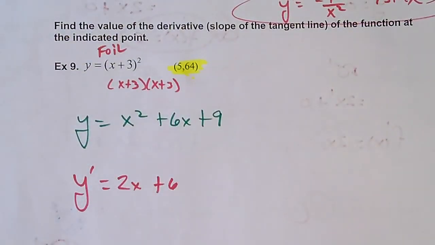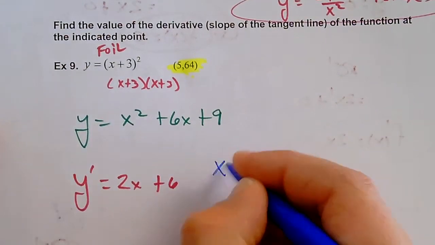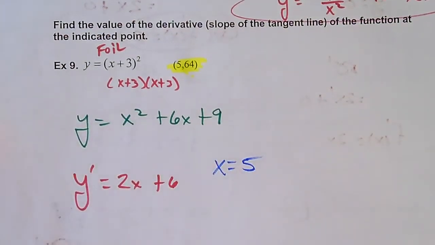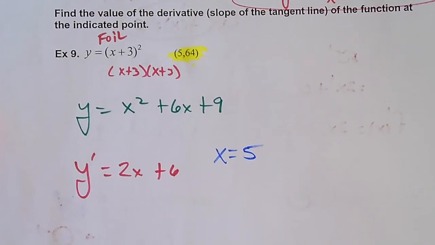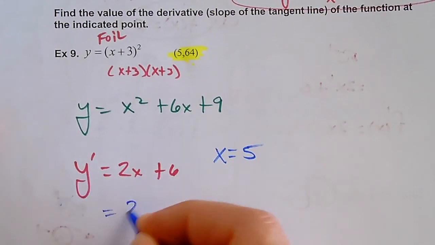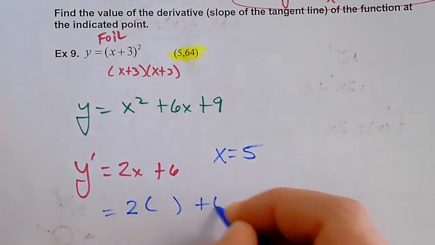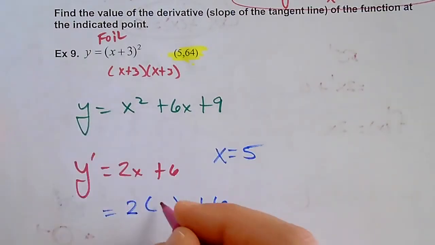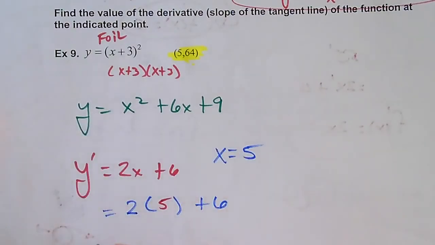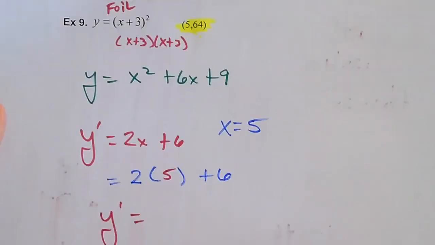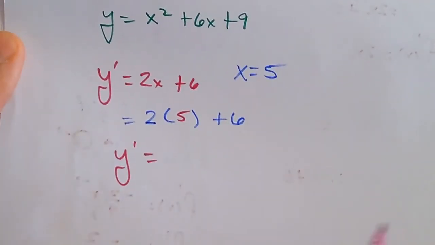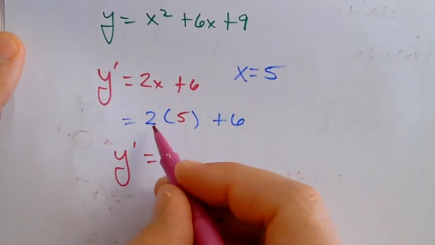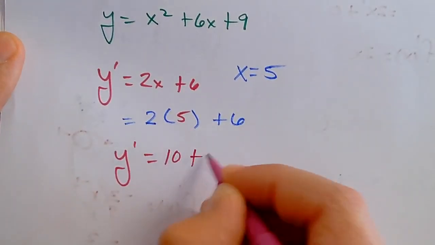Okay, so they're giving us an x value. They're saying, hey, x is 5. Now all we got to do is plug it in. So take that 2x plus 6, and we're going to plug in that 5. Don't need to plug in y. There's nowhere to plug in y because that's y prime. That's different than y. I get 2 times 5 is 10, and then plus 6.